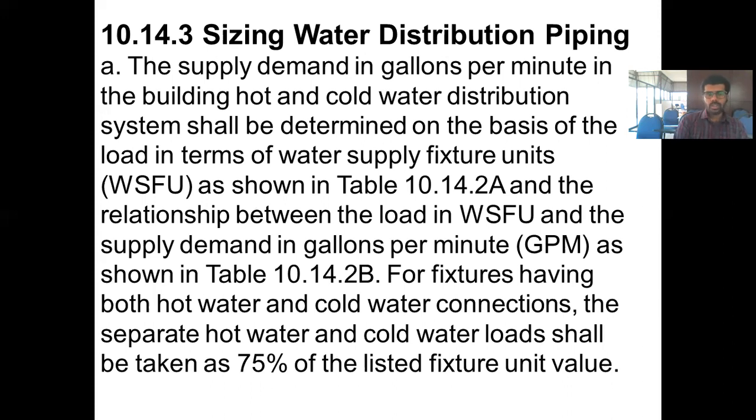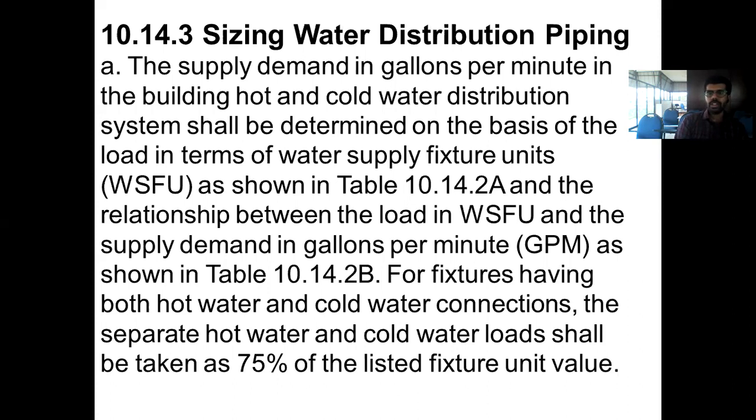So we said that the supply demand in gallons per minute in the building hot and cold water distribution system shall be determined on the basis of the load in terms of water supply fixture units as shown in table 10.14 2a. I will show you the table. And the relationship between the load in WSFU and the supply demand in gallons per minute is shown in table 10.14 2b. So you have two tables.